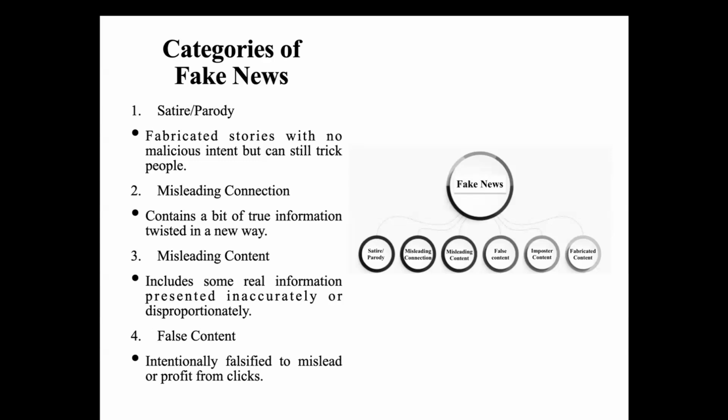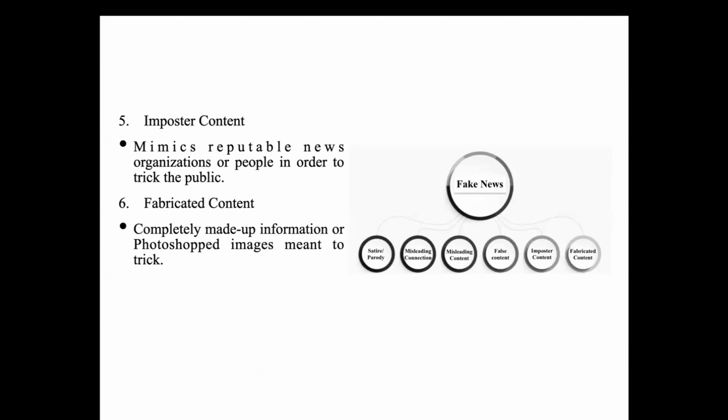The third one is the misleading content, which includes some real information presented inaccurately. Then the fourth one is the false content, which is intentionally falsified to mislead for clicks. And then we talk about imposter content, which mimics reputable news organizations or people in order to deceive the public.